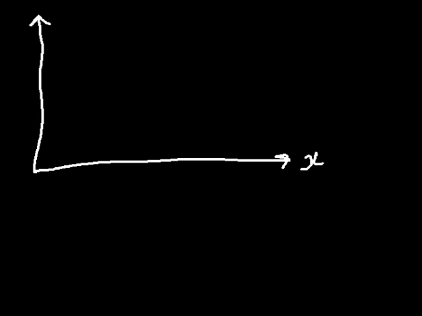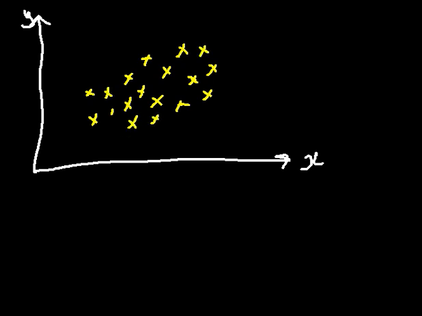This is the x-axis and this is the y-axis. Let's say these are the dots for the scatter plot. We discussed that a scatter plot can possess a positive relationship or a negative relationship based on the pattern in which the dots are portraying. Now for this case, this is a positive relationship.